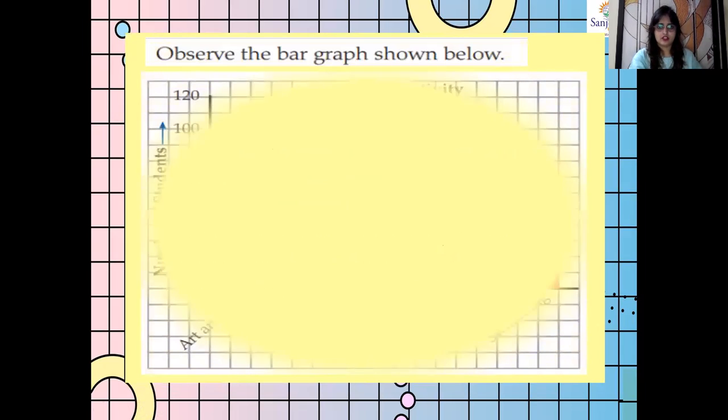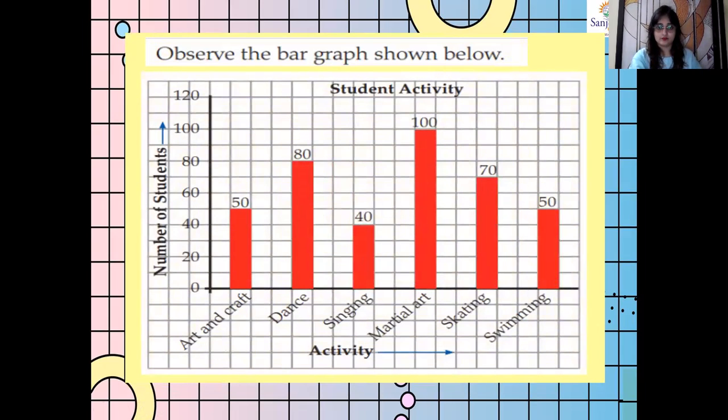Now pay attention here. Observe the bar graph shown below. Student activity. They have given you the students' activities: art and craft, dance, singing, martial art, skating, swimming. And on the y-axis, they have given you the number of students. The scale is 0, 20, 40, 60, 80, 100, 120. So 1 unit is for 20 students, because we have written 20, 40, 60, 80, skip counting of 20.